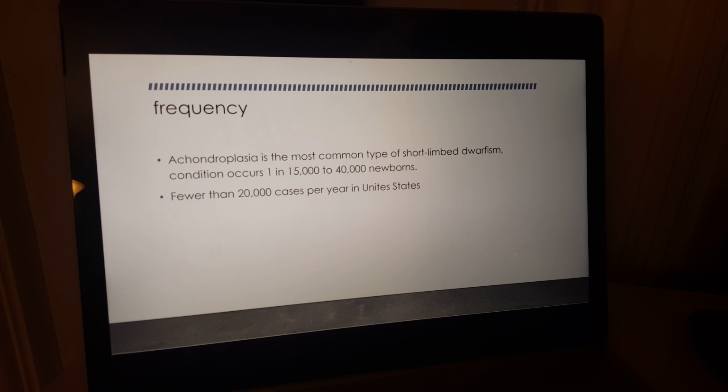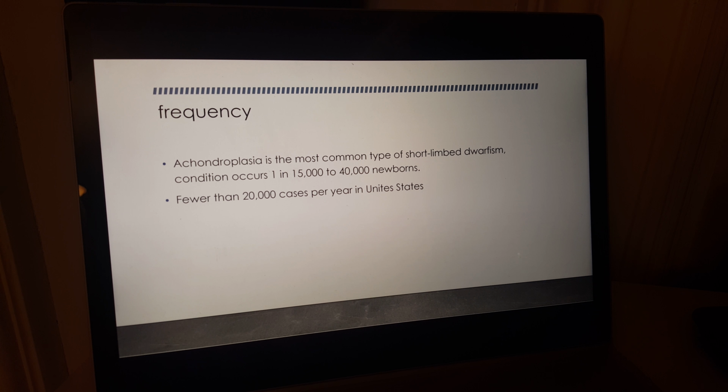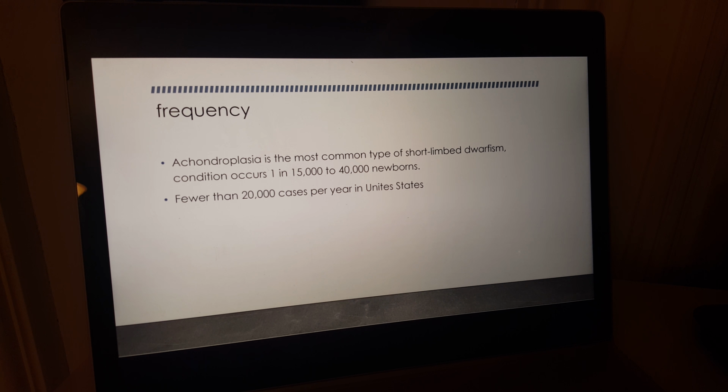Frequency. Achondroplasia is the most common type of short-limbed dwarfism condition. Occurs in 1 in 15,000 to 40,000 newborns, fewer than 20,000 cases per year in the United States.